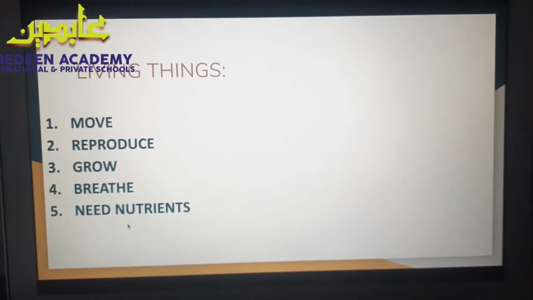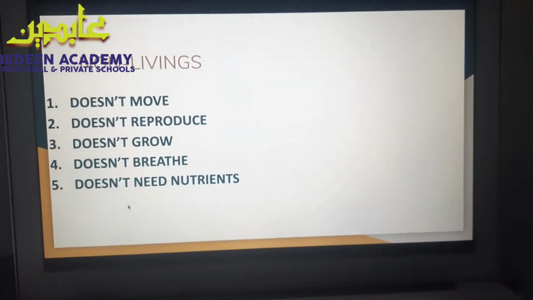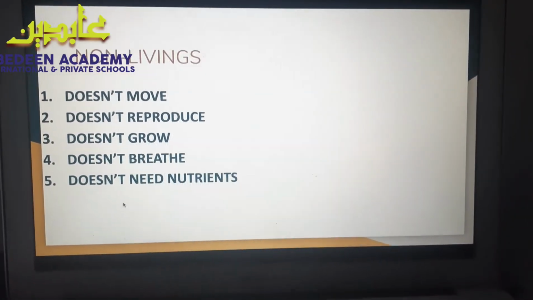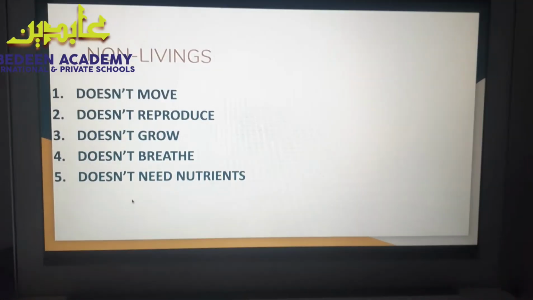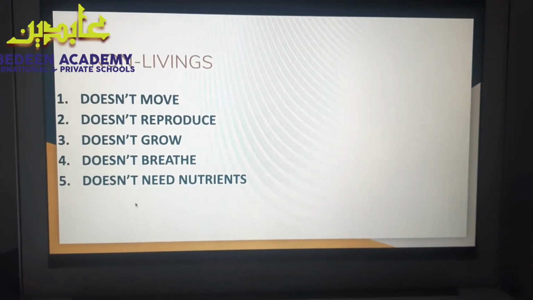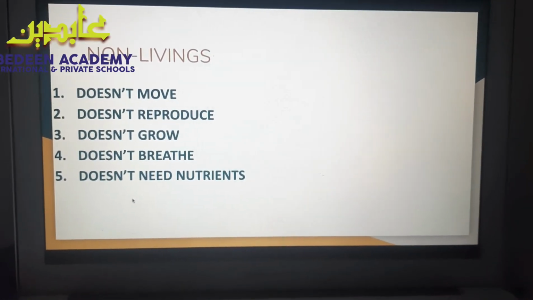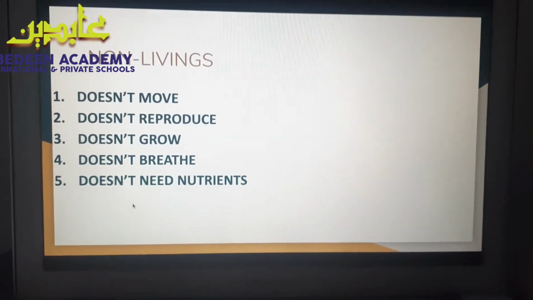How about the non-living things, right? So non-living things, they don't move by themselves. Okay? Non-living things, they don't move by themselves. You can move them, but by themselves they cannot move, right? For example, a pen. Okay, can a pen move by itself? No, but you can make them move, right?